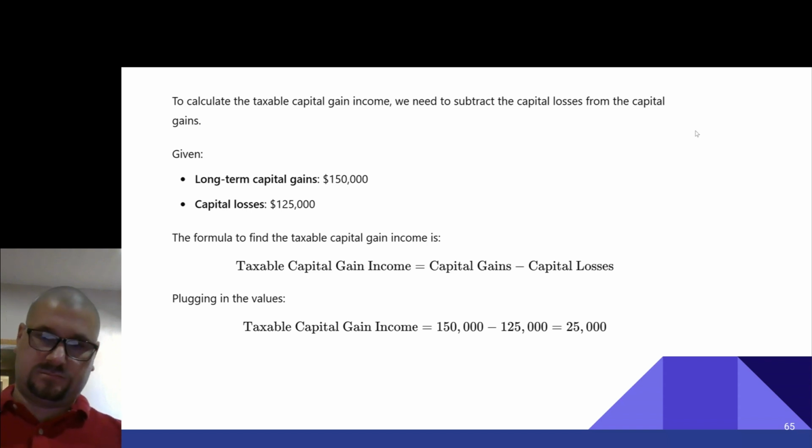So $150,000 is capital gain, $125,000 capital loss. You subtract them, you get the taxable capital gain income.